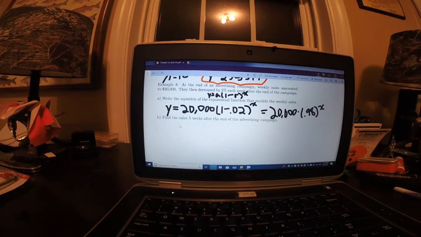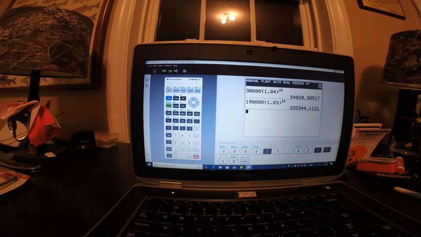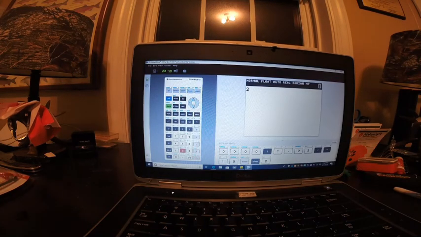B says find these sales 5 weeks after the end of the advertising campaign. Okay, I want to find the sales 5 weeks after the end of the advertising campaign. That means we're going to use 5 for x. Okay, so if I use 5 for x, I'm going to type into my calculator 20,000 times 0.98 raised to the 5th power. Okay, so after 5 weeks, our sales have decreased to $18,078.42.